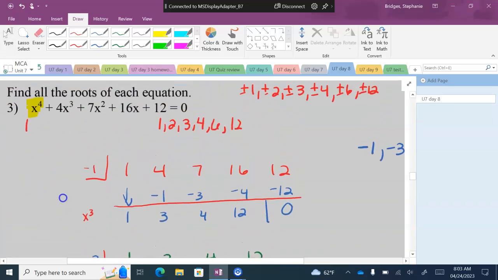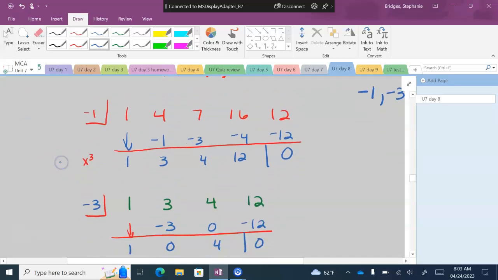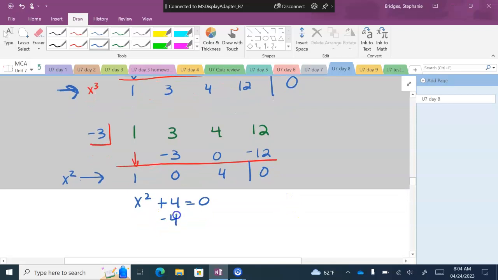Now remember, we started with an x to the 4th. We've divided twice. With the first division, that left us with an x to the 3rd. But when we divide again, what's this one going to be? X what? X squared. So it's going to be 1x squared, I don't have any x's, plus 4. And so now this one looks a lot like question number 1. I just have an x squared and a number. So if I want to solve it, what do I do with that 4? Subtract it, yep. So we get x squared equals -4.